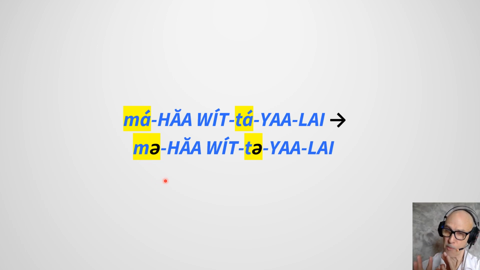And I hope you can hear also that the reduction of this and of these two syllables here to schwa is a really nice shortcut. This is an example of a really common shortcut in everyday spoken Thai.